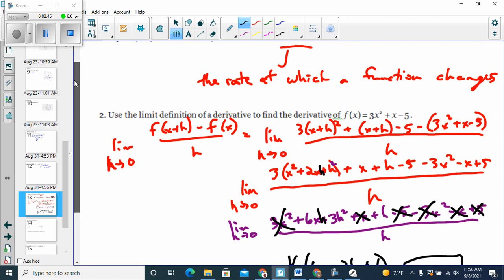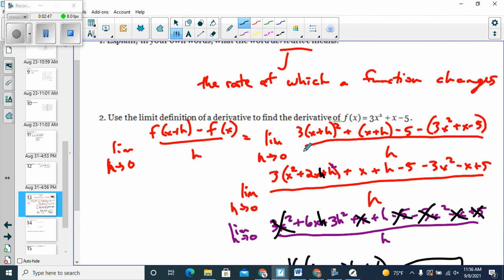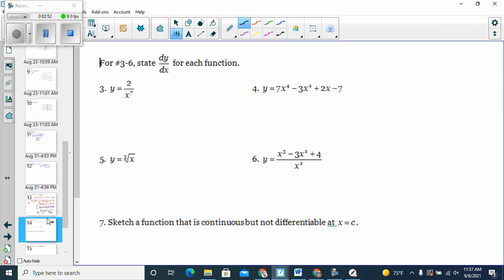And if you remember the power rule, you should be able to verify very quickly that the derivative is 6x plus 1. Numbers 3 through 7.